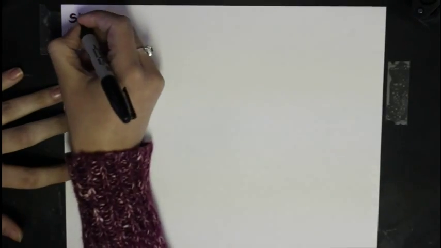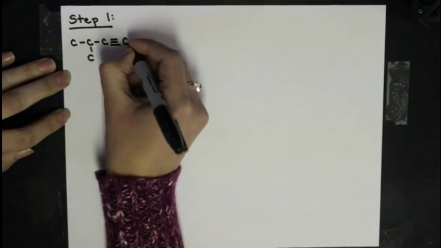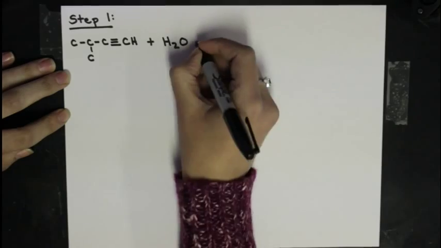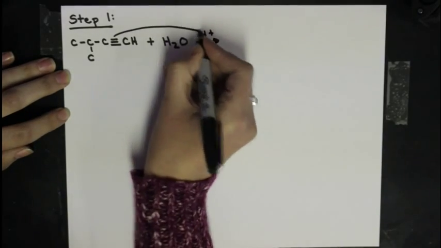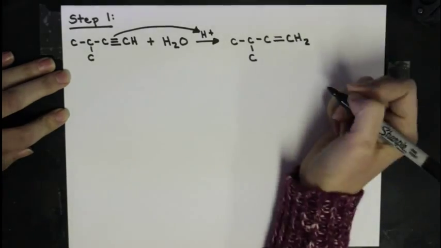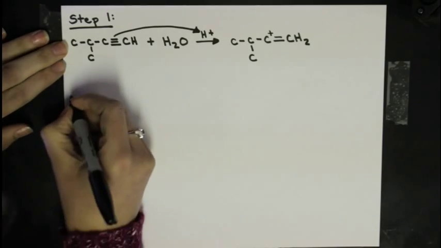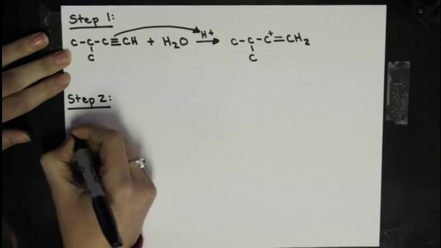So we're going to start with step 1, and in this step, the alkyne is going to attack the H+, and the H+ comes from any acid you want. And the reason the alkyne does this is because it's very dense in electrons, and it's going to add to the less substituted carbon, which means the one with more hydrogens on it, because it forms the more stable carbocation.